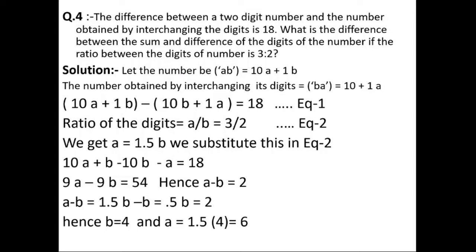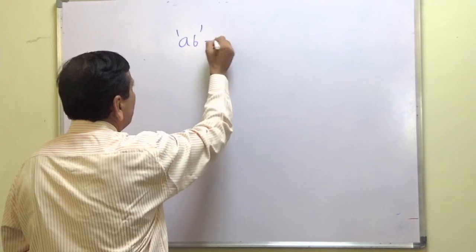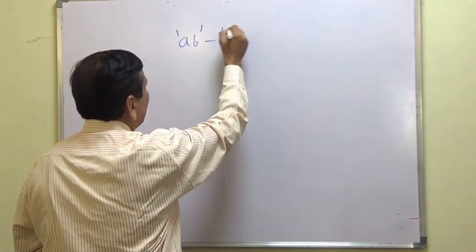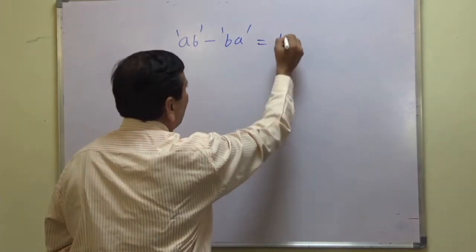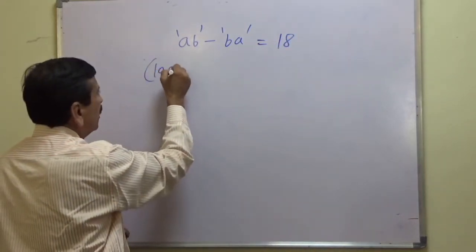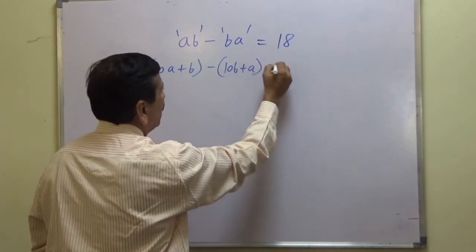Check the problem. The difference between a 2-digit number and the number obtained by interchanging the digits is 18. Let's see how it goes. The difference between this number and the number obtained by interchanging is 18. This number is what? 10a plus b. This number is what? 10b plus a.